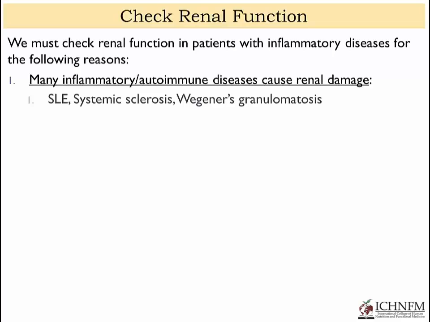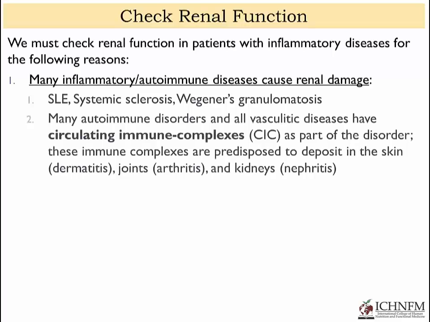So again, when we're managing these more complex metabolic and inflammatory diseases, we often have to take into consideration what's going on with the kidneys. Many autoimmune disorders and all of the vasculitic diseases have circulating immune complexes as part of the disorder. These immune complexes are predisposed to deposit in the skin, which causes nonspecific dermatitis, the joints, which of course causes arthritis, and the kidneys, to cause nephritis.